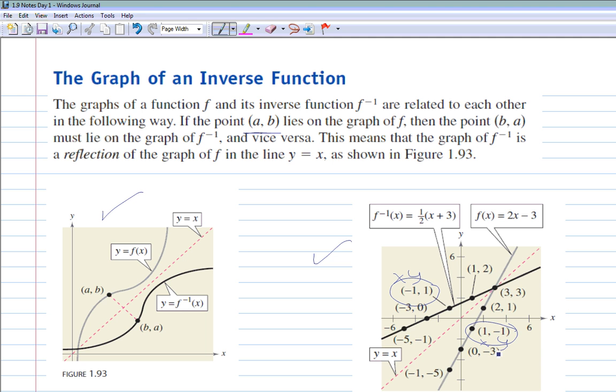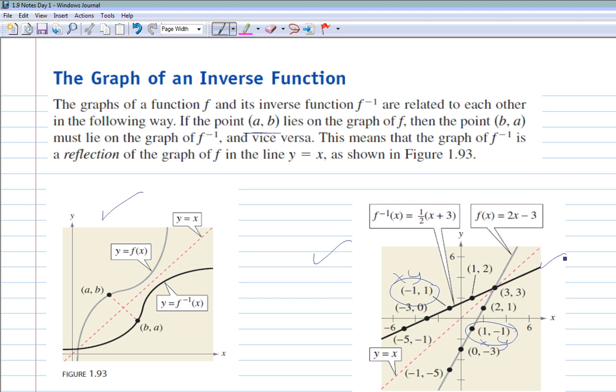So if you had an original graph, you could take a set of ordered pairs, switch the x and y ordered pairs, graph the new points, and come up with your inverse graph. And we will be doing that, and I believe you'll have at least one on your test. Again, it did reflect over the dotted line, which is the line y equals x. Okay, that's it for tonight.